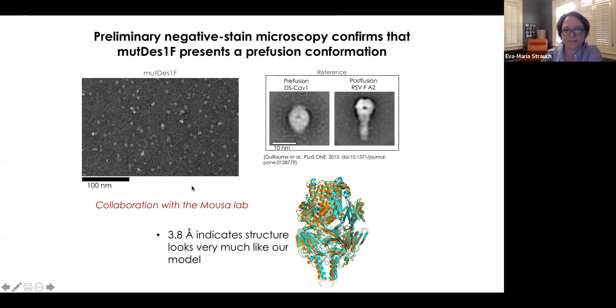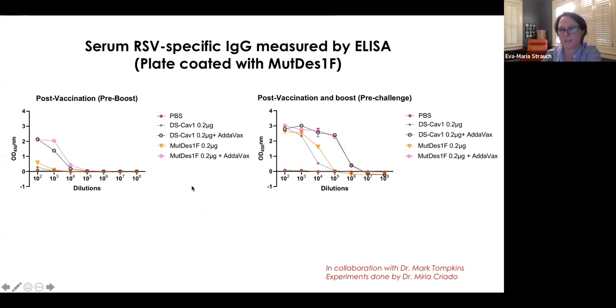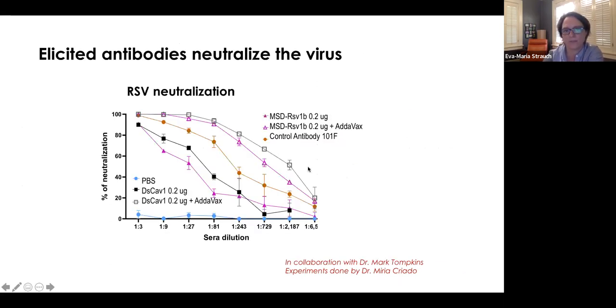So then, of course, you want to know, when you put this into mice, does it behave similar to the clinical candidate? And so here in gray is the DSCAV1, originally designed by McLellan, and our design MutDisk1. So they compare, and the ELISA data is similar, so they have the same amount of antibodies. And then, of course, it's one thing to make antibodies, but are they actually useful? And so the answer is yes. So it's just different dosages, and with and without adjuvant.